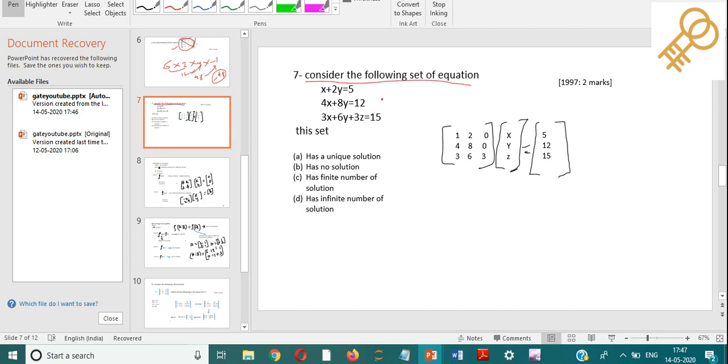Consider the following set of equations. They have given the 3 equations and you have to check whether it will give a unique solution, no solution, finite number of solutions, or infinite number of solutions. So before solving the question, I would like to explain the concept behind these questions.